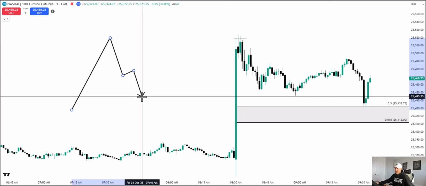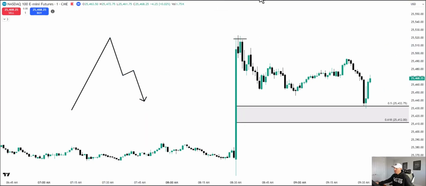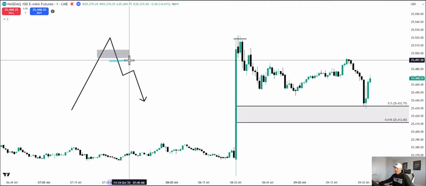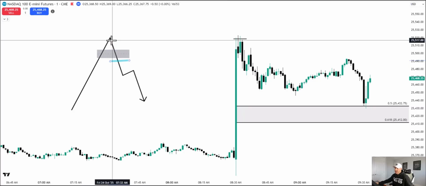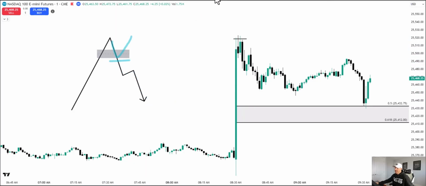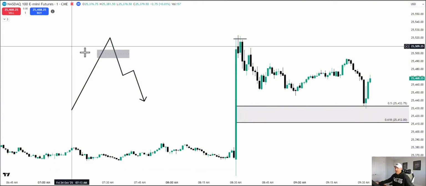Okay, and then continuation down to that range. So on the push up, this would be our fair value gap right here. So when price comes down and closes through that fair value gap, it tells me that price is probably not going to go higher. We're going to continue lower. Okay, and that's where I want to take my entry, right there.